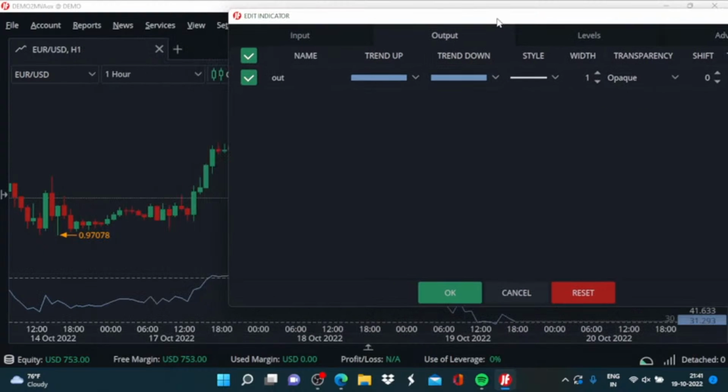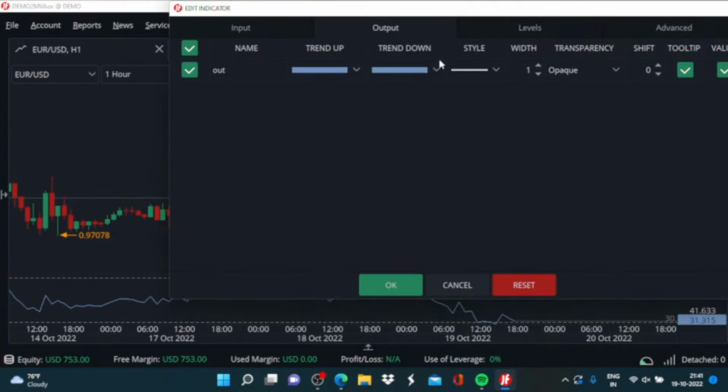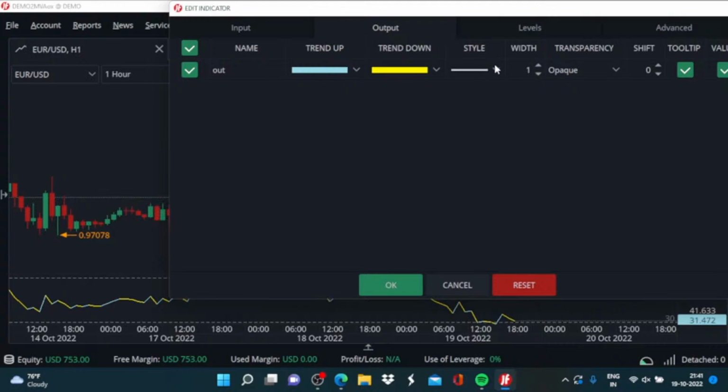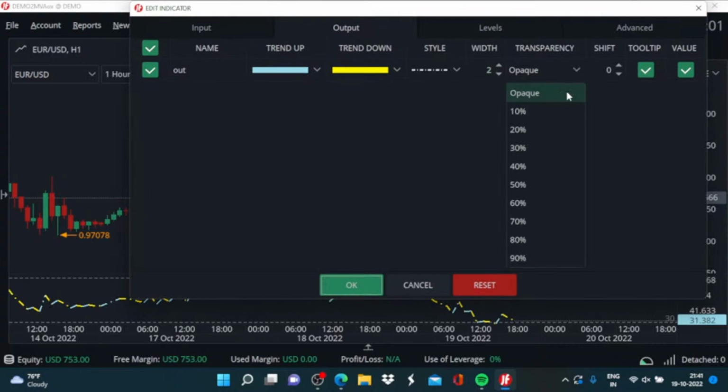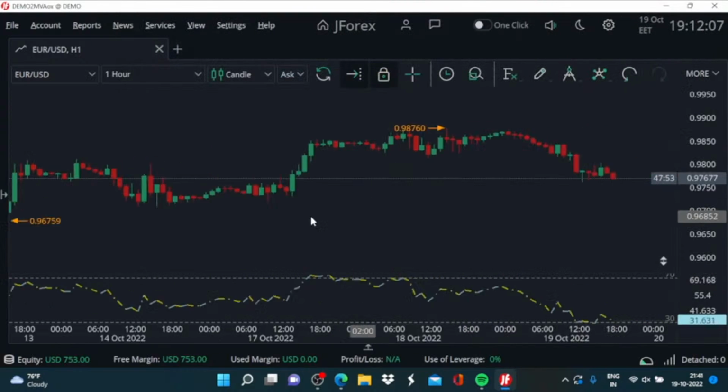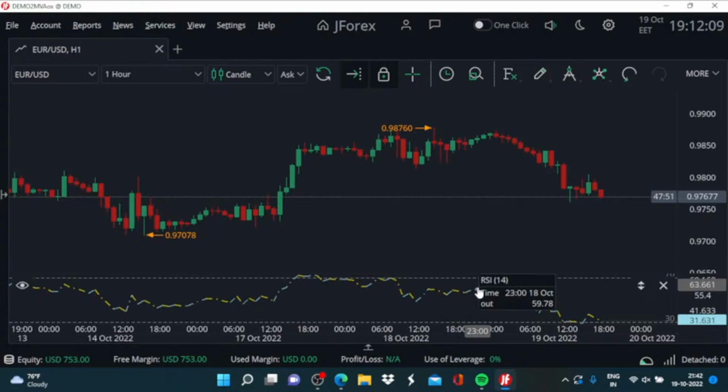Coming to the output, the trend up and trend down, we can change the color. We can go for some brighter shades here. We can go for different styling options. We can increase or decrease the weight. We can play around with these transparency options. So all this is possible with the customization options provided to you.